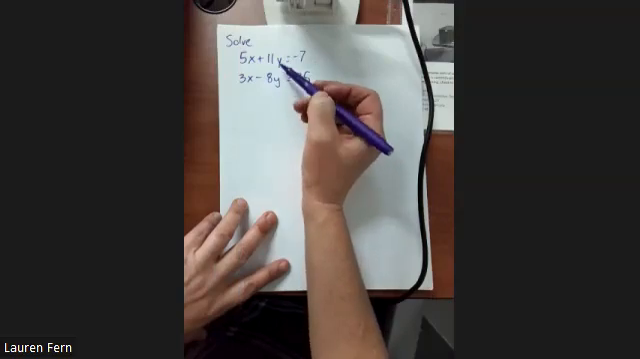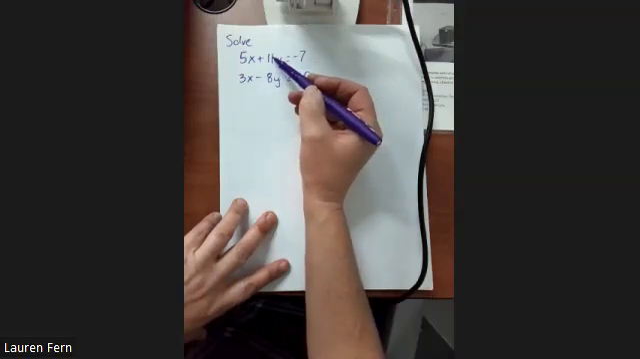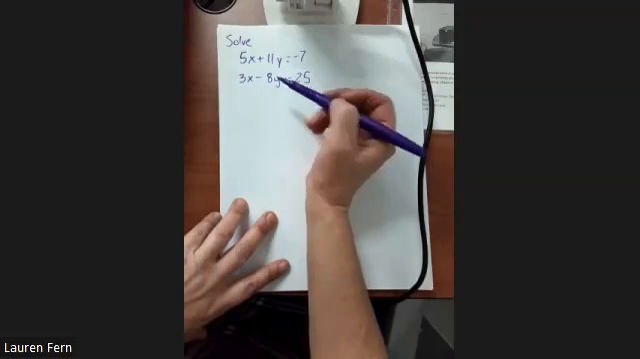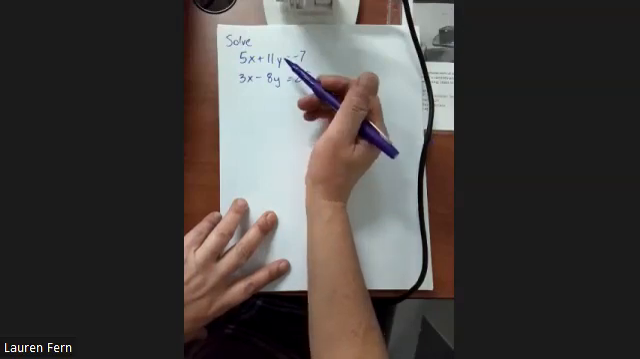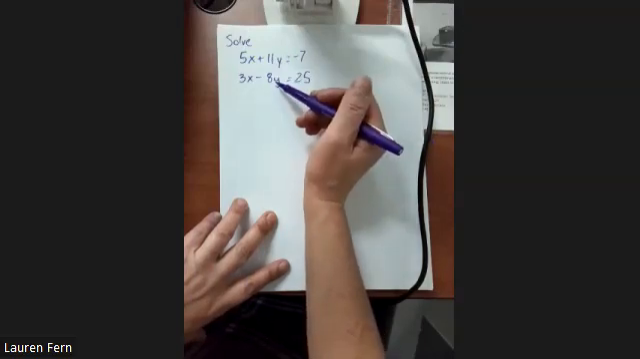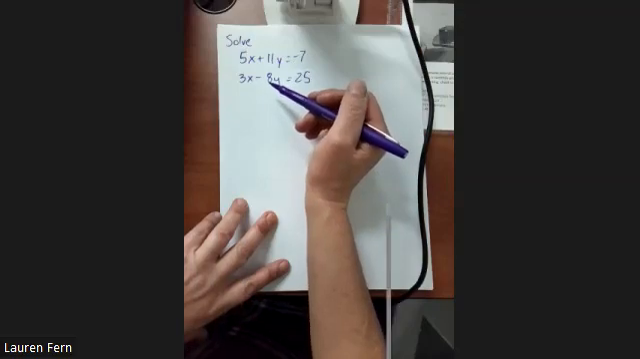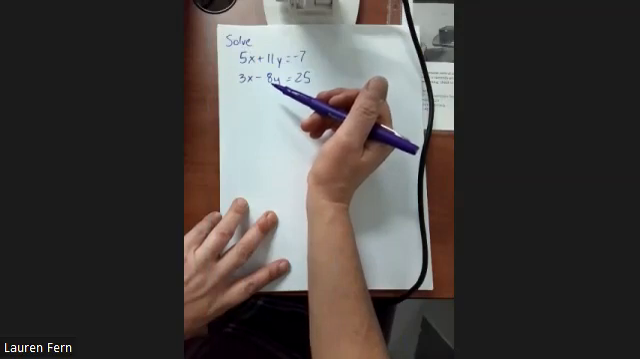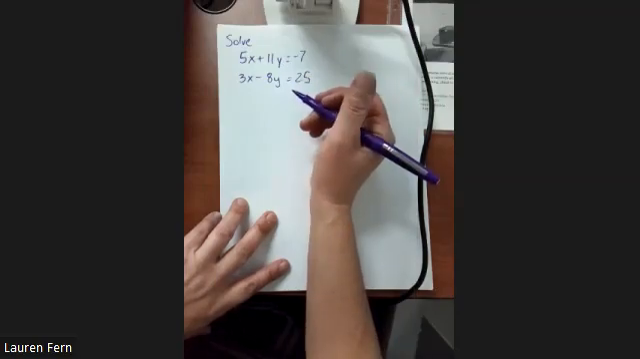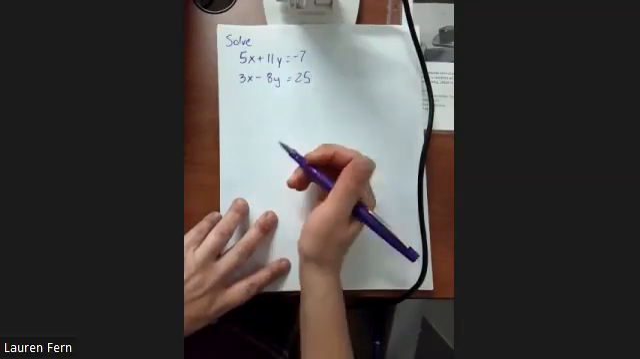We could also get rid of our y's. Notice I have an 11 and an 8. Both of those go into 88. So we could certainly multiply this one by 8 and this one by 11, and we'd be in business. I would probably choose to get rid of my x's just because 15 is a smaller number than 88.